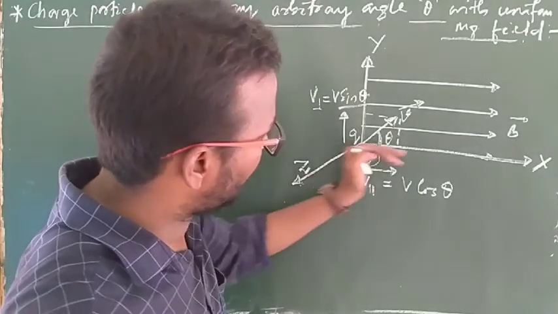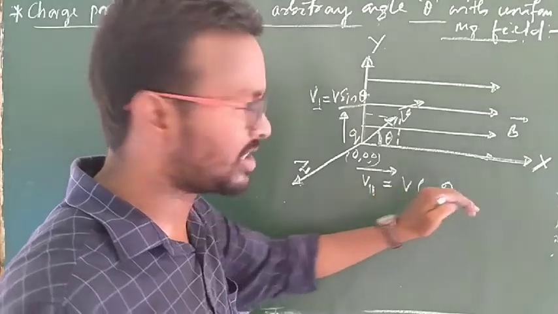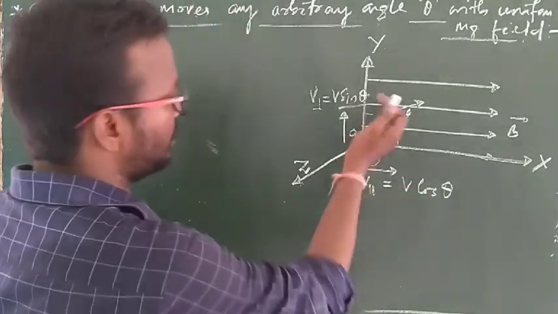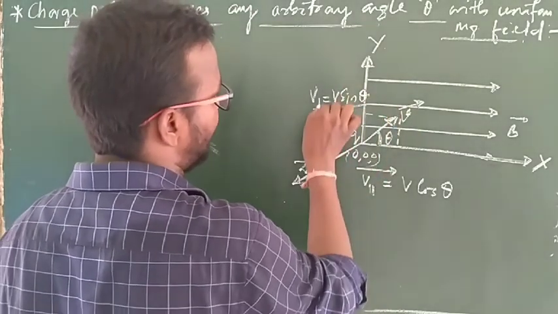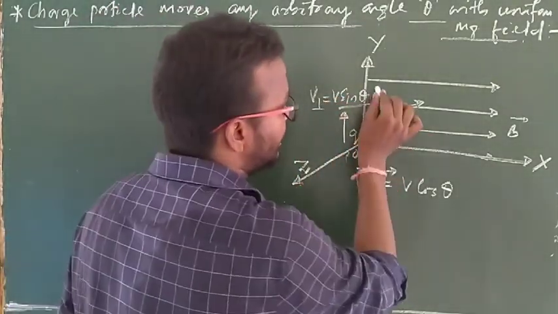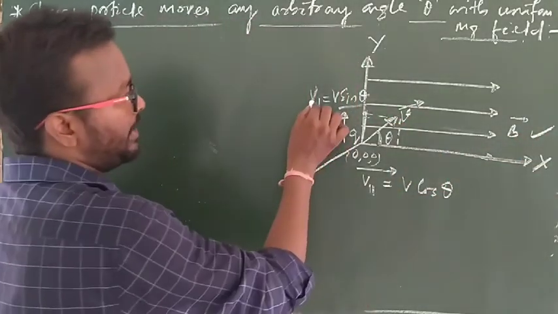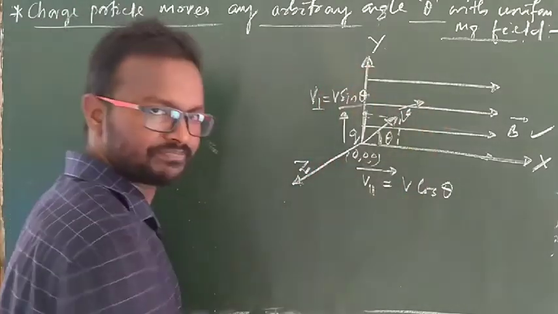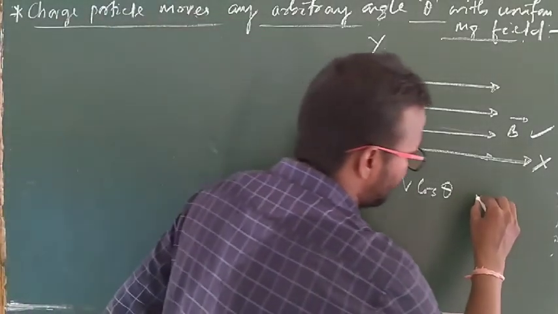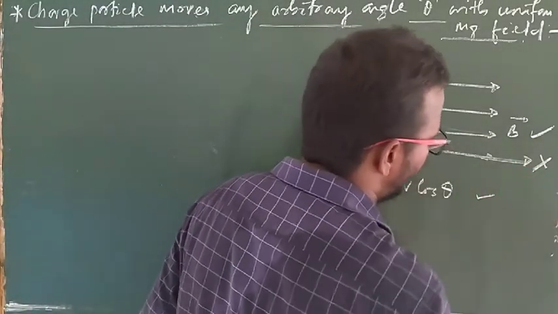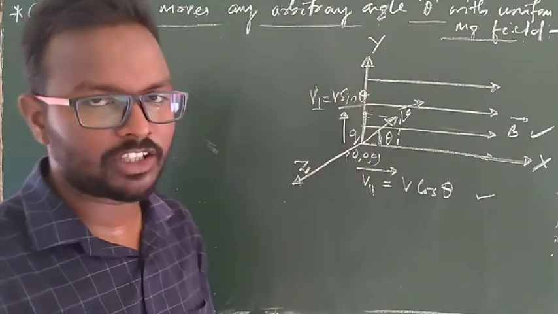And that component along the x-axis, which is parallel to the magnetic field, is V parallel equal to V cos theta. Similarly, its perpendicular component, the rectangular component along the y-axis, V perpendicular, which is perpendicular to the direction of magnetic field, is V perpendicular equal to V sin theta. Clear? There are two types of component. One component, V cos theta, along the direction of magnetic field. Another component, V sin theta, perpendicular to the direction of magnetic field.